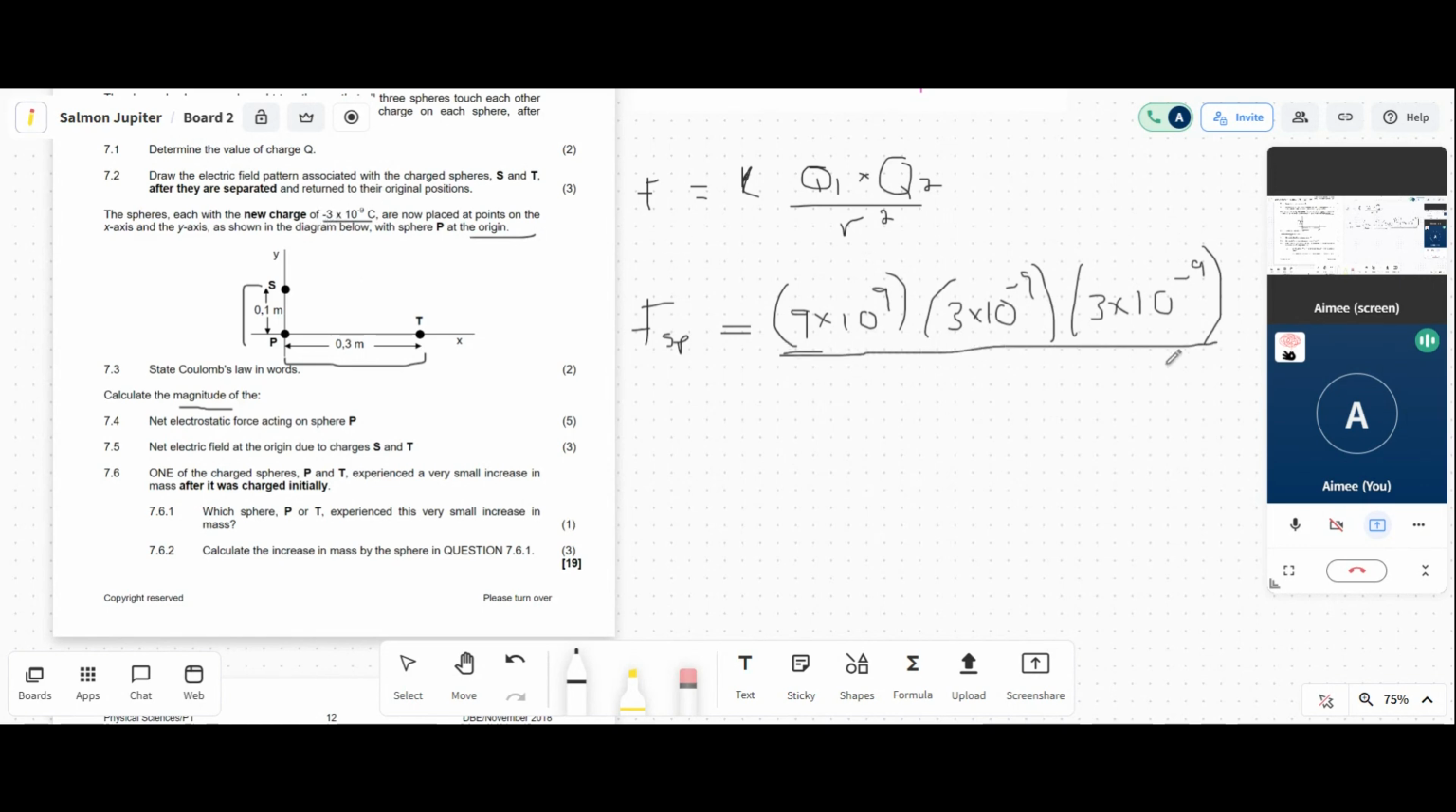And now we say divided by, and the distance is given on the graph as 0.1 meters squared. And again, we're lucky because they've given it to us in our SI unit, which is meters. You need to be very careful. If they give it to you in kilometers or something else, you need to convert to meters. Otherwise, everything will be wrong. And so once we've done our final calculation for this, we know that the electrostatic force of S on P is equal to 8.1 times 10 to the negative 6 newtons.